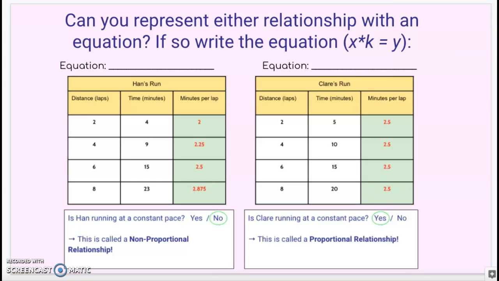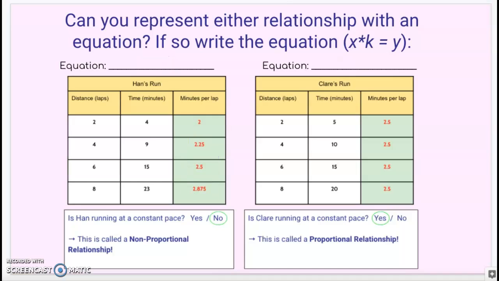The equation. Remember your equation is x times k equals y, or kx equals y, or y equals kx. You tell me, can you write an equation for Han's run? What do you think? Let's start there. Can you write an equation for Han's run, yes or no? No, you can't. This k, remember, stands for constant of proportionality. And there is no constant of proportionality. So I can't write this equation.